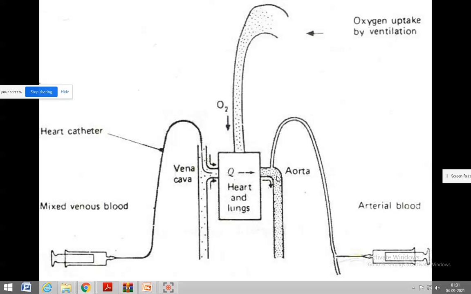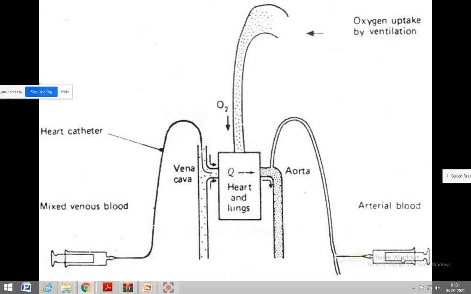So you will be getting the purified blood from the lungs after the oxidation process is done in the lungs. You will be receiving the purified blood in the ventricle, the left side of the heart. From there you will be sending the purified blood to all the parts of the human body. This is the working of the heart.